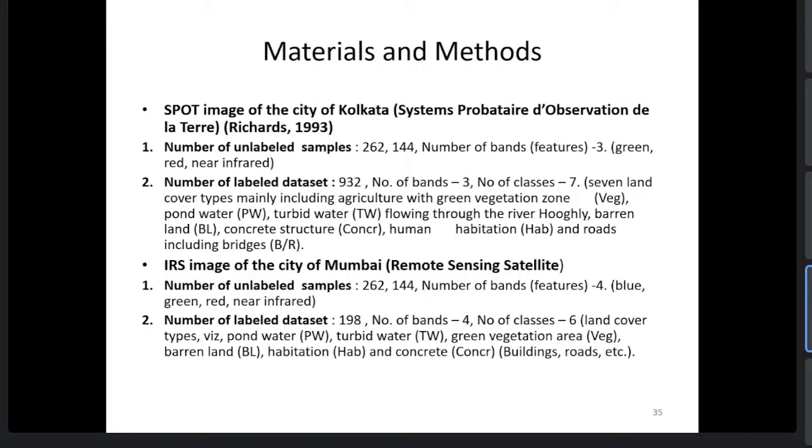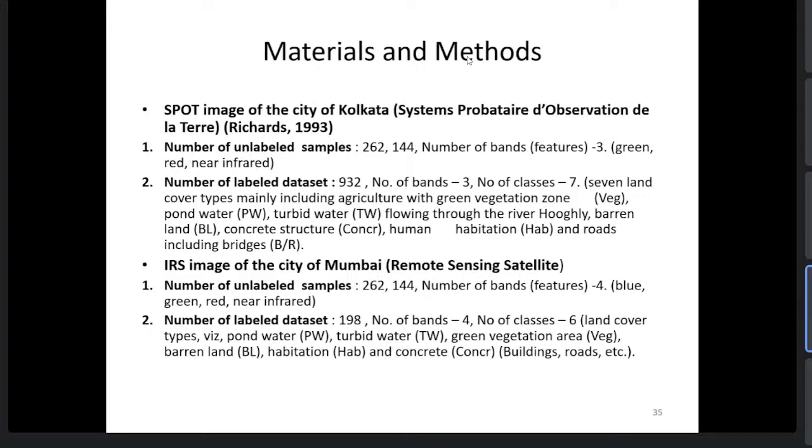So SPOT is the name of the satellite system, Earth observation satellite. This satellite snapped the image of Kolkata, which will be shown shortly. When the data set was first created, all samples are labeled. After taking the image, it is converted to pixels or bands.